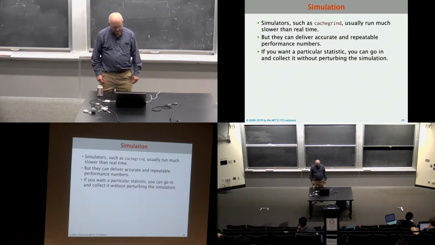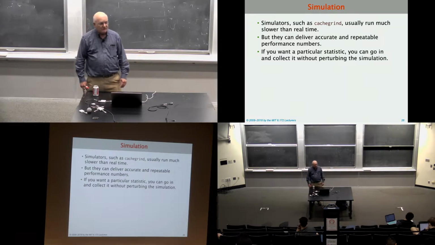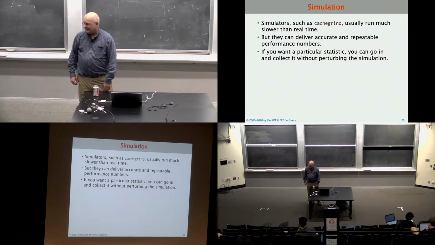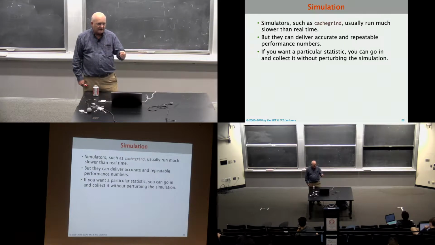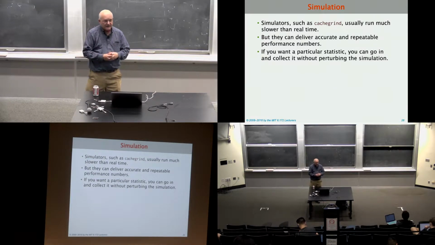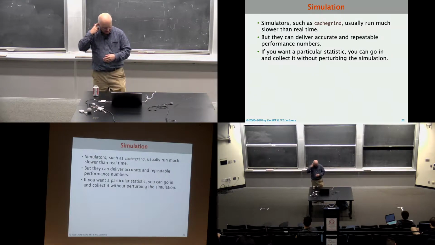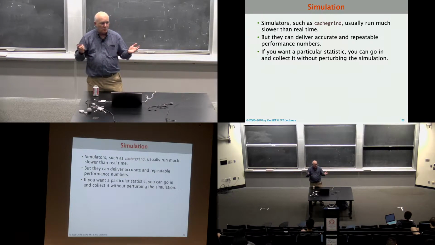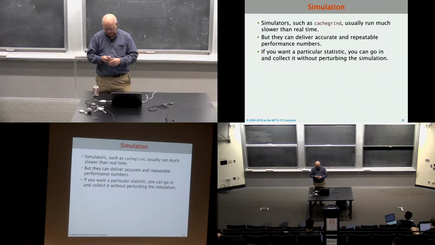Next one is simulators. Things like CacheGrind usually run much slower than real time, but what's great about simulators is you can get repeatable numbers out of them. You run the code, you run it again, and if you've set up everything right, you can see what's going on inside. The downside is that it's slower and doesn't necessarily model everything going on in the cache. But for things like cache misses, this is a great tool to figure out the fundamental cache misses, and we'll talk about that when we talk about caches in the next couple of weeks. And if you want a particular statistic, in principle, with an open source simulator like CacheGrind, you can collect it without perturbing the simulation.